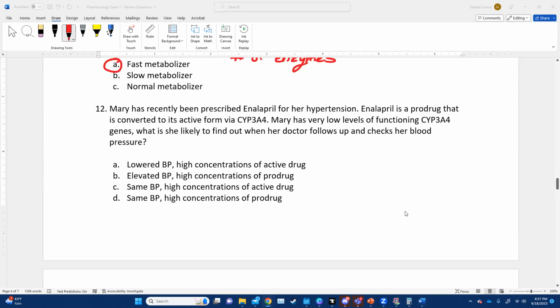All right. Mary has recently been prescribed enalapril for hypertension. Enalapril is a prodrug that is converted to its active form via CYP3A4. Mary has very low levels of functioning CYP3A4 genes. What is she likely to find out when her doctor follows up and checks her blood pressure? Also, do you guys now see how these questions about metabolism are going to be asked? Does this make what we talked about earlier much clearer? Okay.